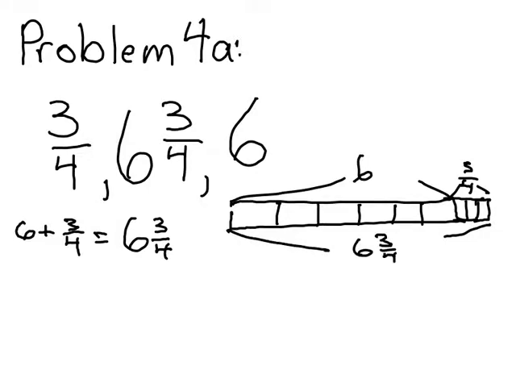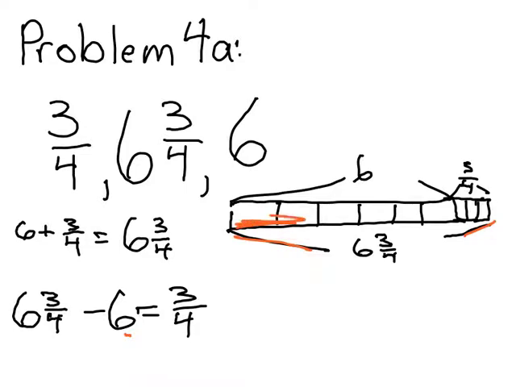That's pretty straightforward. Next one is a subtraction problem. We're going to take 6 and 3/4, and we're going to subtract 6, and that equals 3/4. And I can show that here in my tape diagram. If I'm going to take the 6, here's my 6 and 3/4. I'm going to take 6 away.